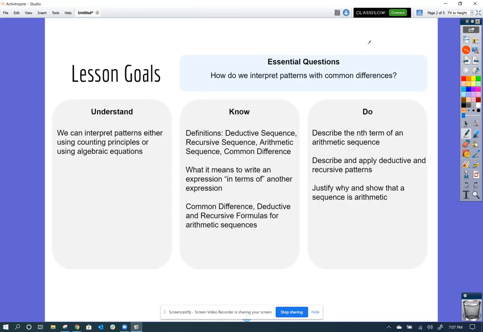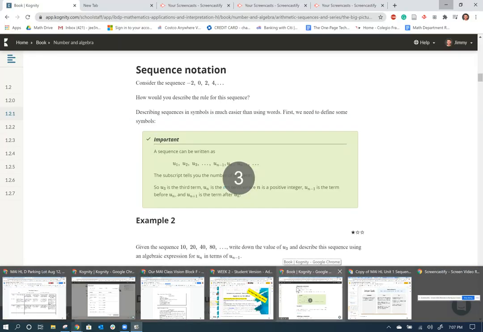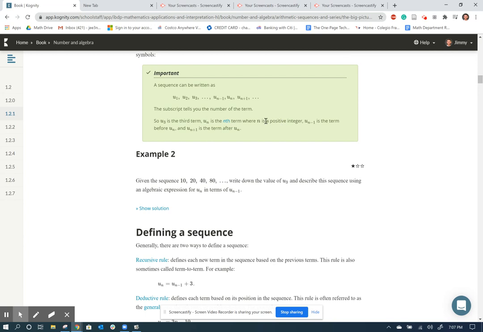Go ahead and pause this video and take a quick read through the lesson goals. All right, so what we're going to do in Cognity, I'm not going to read everything to you. I'm not going to go over every concept and every example because you've already done the reading. But I do want to supplement it with just a few key things.